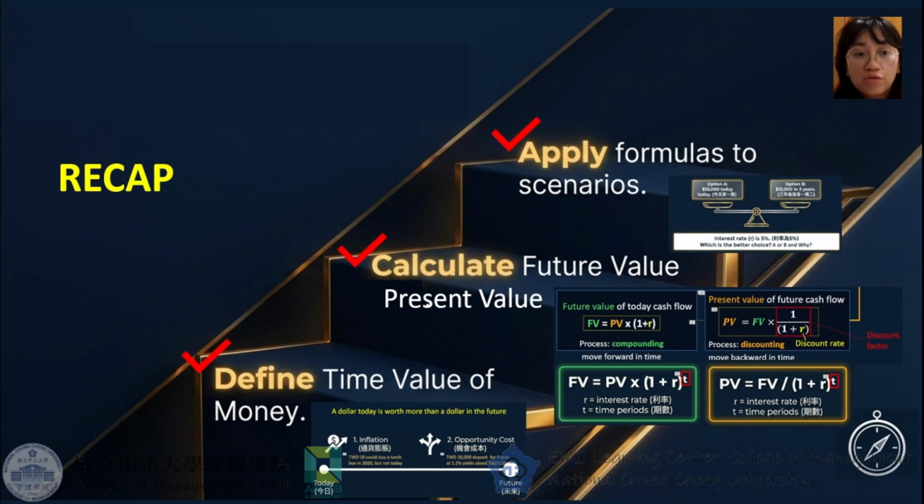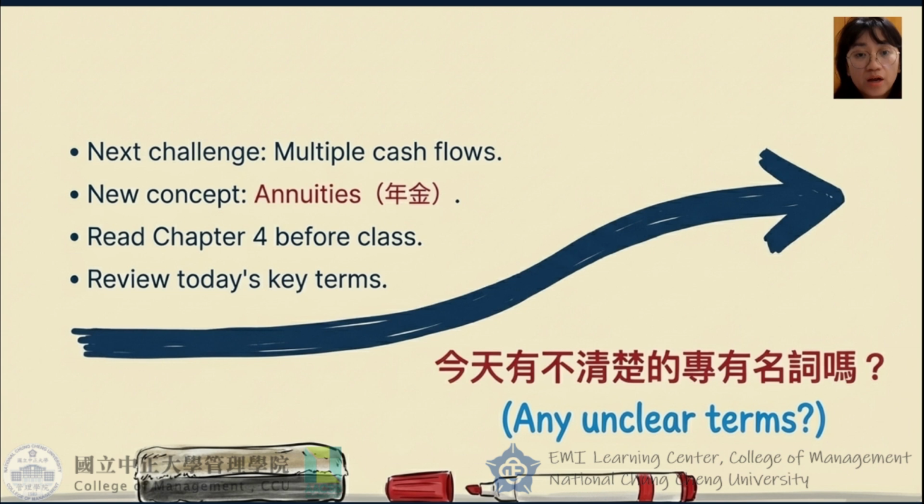So far, our focus today has been only on one cash flow for a project. Next week, we will handle multiple cash flows, and I will introduce a new concept of annuities. Please read the second half of chapter 4 before our next class, review today's key terms, and finish the exercise related to the content.